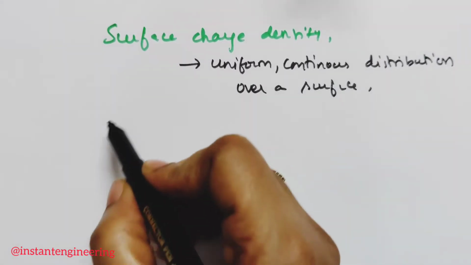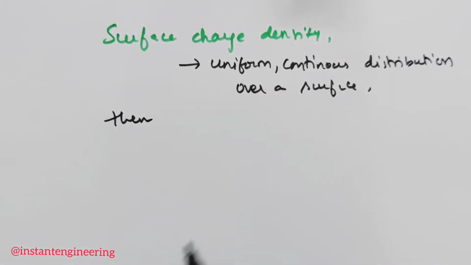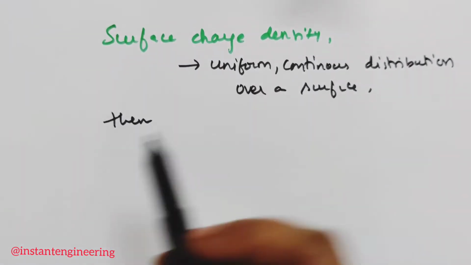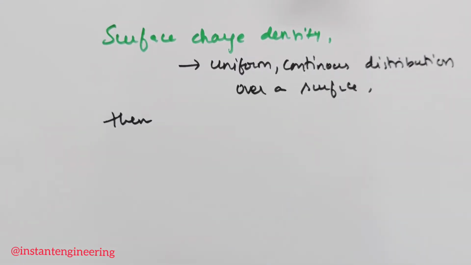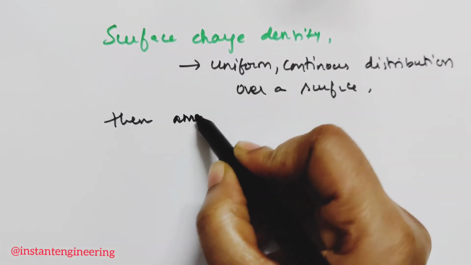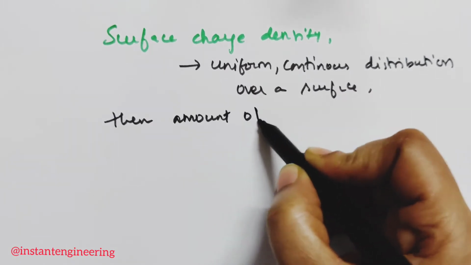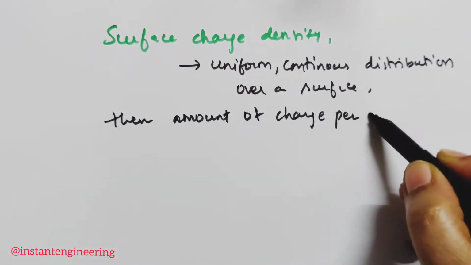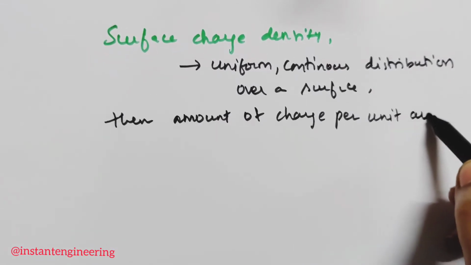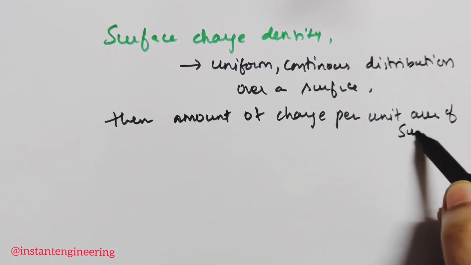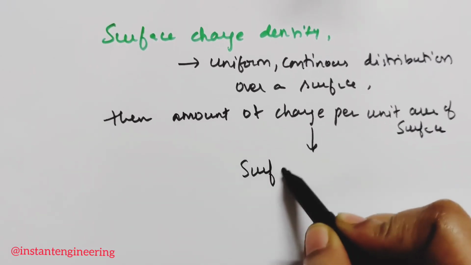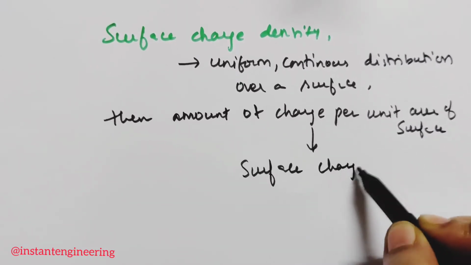Over a surface. Then the definition we have for volume charge density is charge per unit volume. Similarly here, when it is over a surface, then the amount of charge per unit area of surface is called surface charge density.